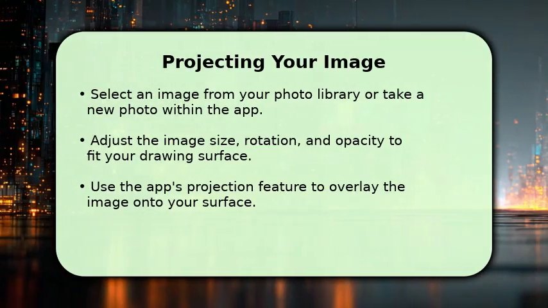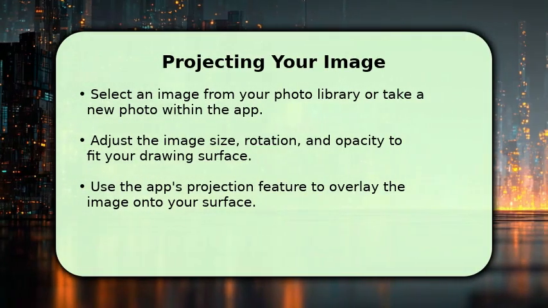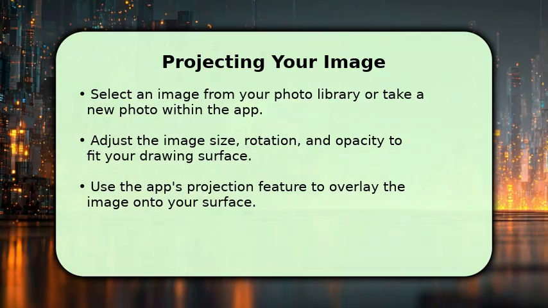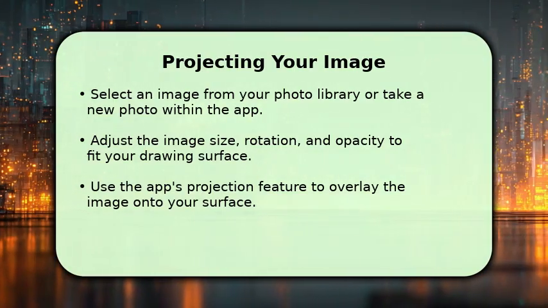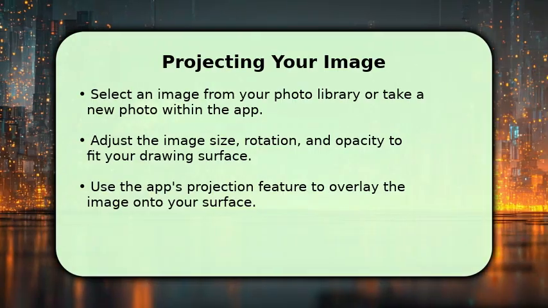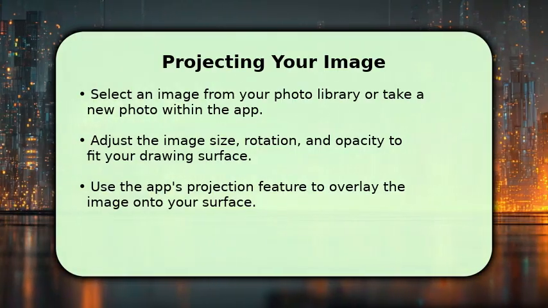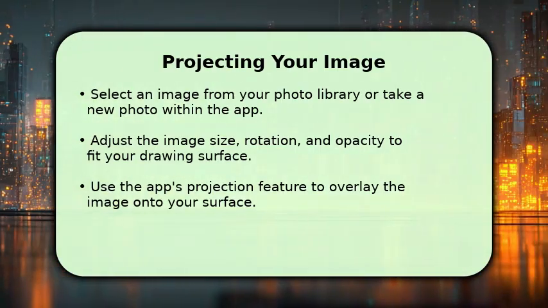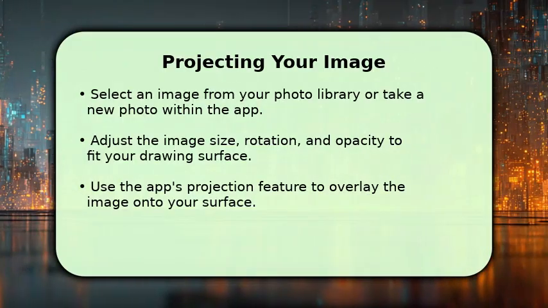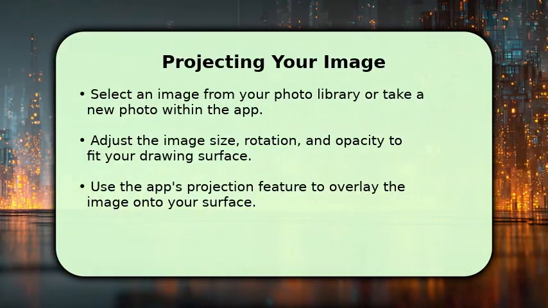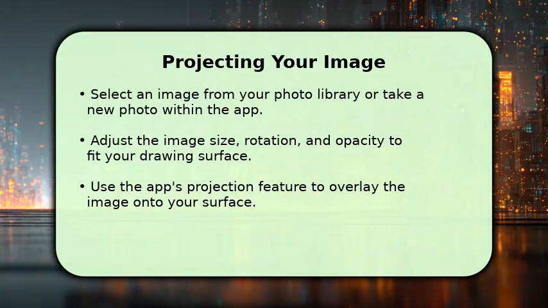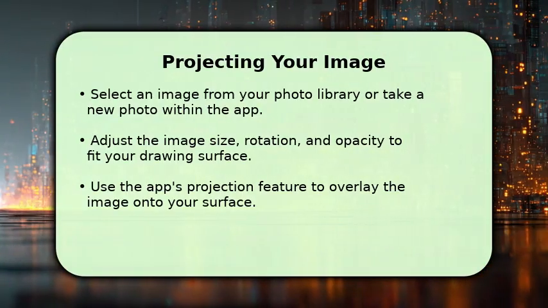Open the DaVinci Eye app and select an image from your photo library, or capture a new one directly. You can then adjust the image size, rotation, and opacity to perfectly align it with your drawing surface. The app's unique projection feature will overlay this image onto your chosen surface, making it easy to see exactly where to draw.